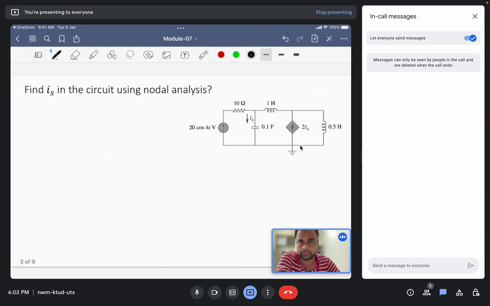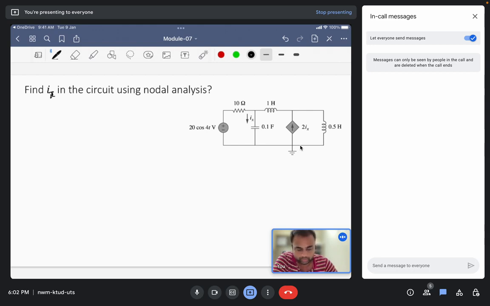So let us see the first problem here. I will request all the participants to side by side try to solve this problem on their own, and if they have any doubt, they can ask in the chat box. In the given problem, it is written: find IS in the circuit using nodal analysis. Instead of IS, it will be IX. So we have to find current IX that is passing through the capacitor of 0.1 farads.